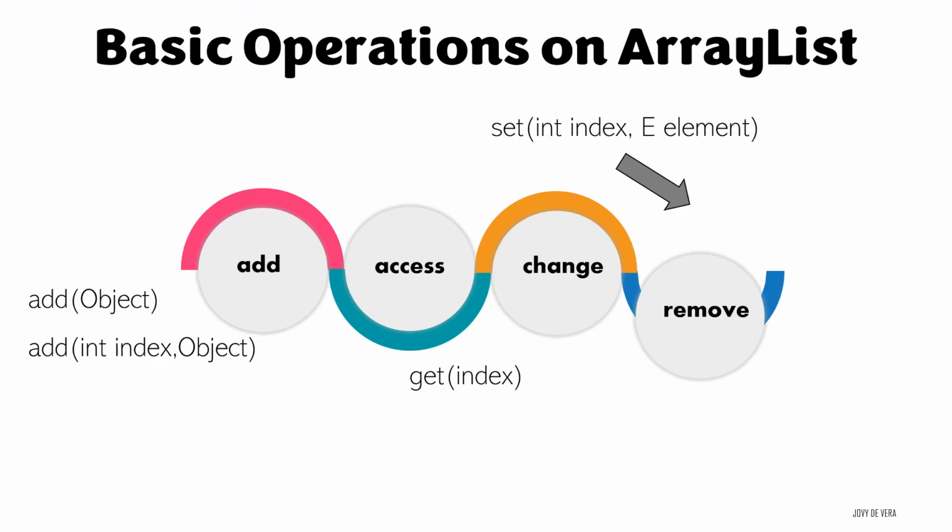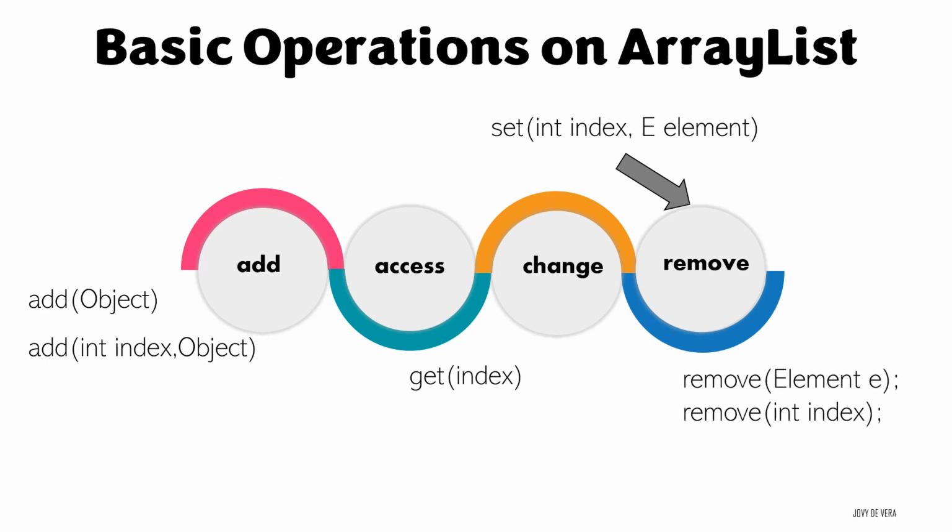The next method of the array list is the remove method. Let's say, for instance, we want to delete elements in the array. We will be using this method. We can specify the element itself or the index. Okay, let's now use this method.